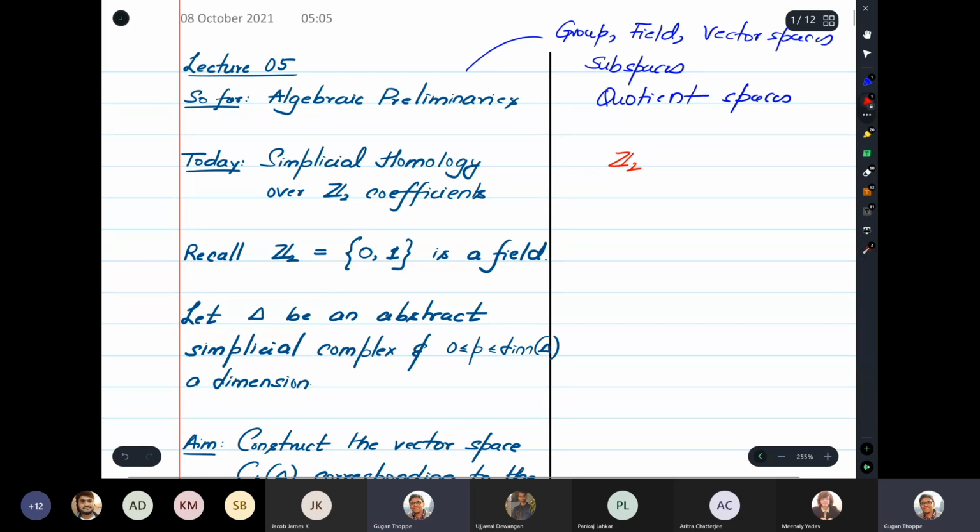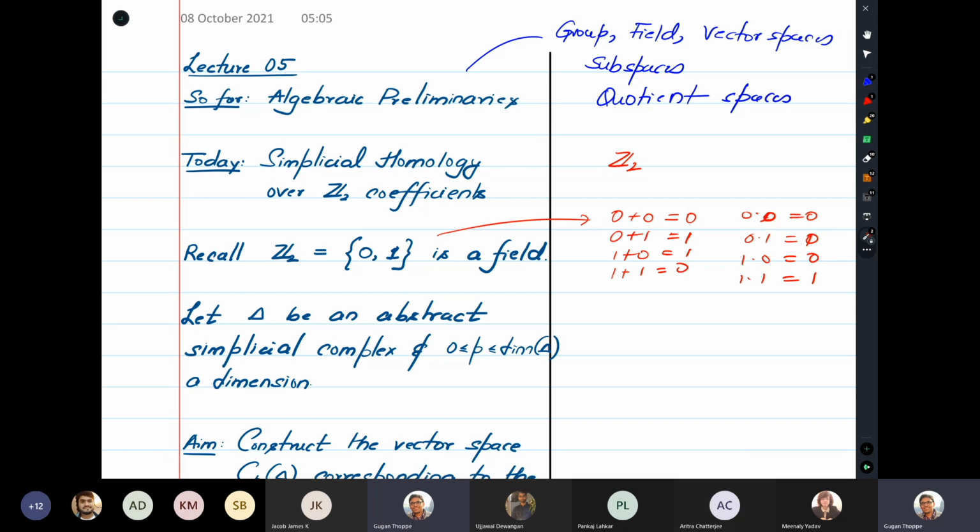Since it's a field, I have to tell you what the addition and multiplication operations are. The addition operation is very easy: 0 plus 0 is 0, 0 plus 1 is 1, 1 plus 0 is 1, and 1 plus 1 is 0, right? Similarly, the multiplication operation is accordingly defined: 0 dot 0 is 0, 0 dot 1 is 0, 1 dot 0 is 0, and 1 dot 1 is 1. In this way I have defined the addition and multiplication operations, and with them one can see that this is actually a field. So this will be the field of interest for us throughout this course.